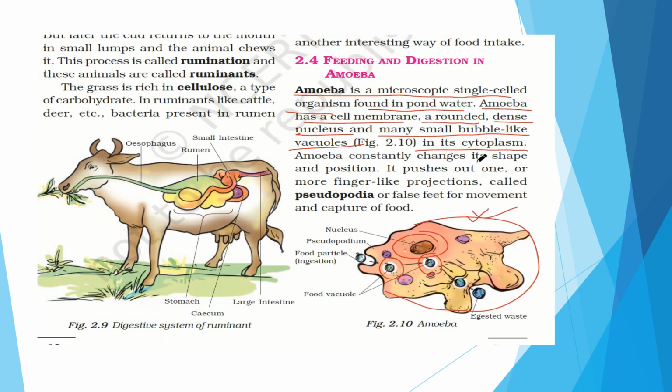Now amoeba constantly changes its shape and position. It pushes out one or more finger-like projections. You can see that it is pushing out one or more finger-like projections which are called pseudopodia, or they are also called false feet, for the movement and capture of food. So if they are seeing a food particle here, they'll move their cell membrane in the form of two finger-like projections to form a false feet, and that will engulf or capture the food, and that will form a vacuole, and that is the food vacuole, right? So what is happening after that?